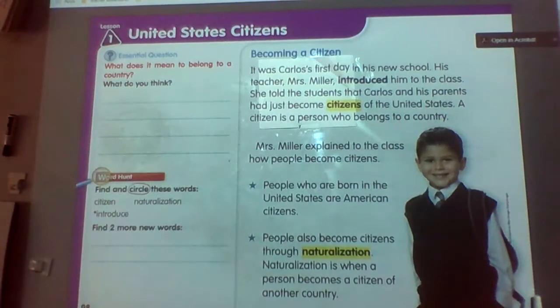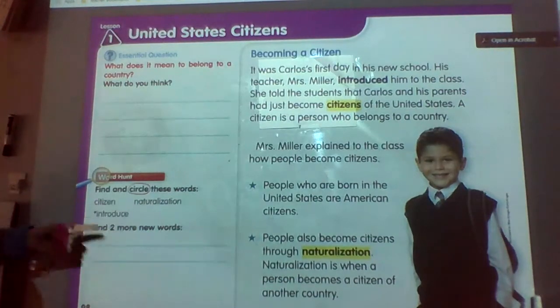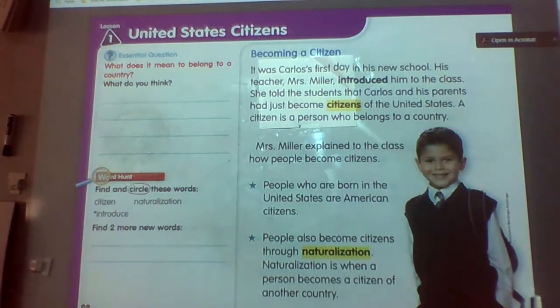Right, here we are in lesson 1 of chapter 4, talking about United States citizens. So what does it mean to belong to a country? What do you think? Write down an answer. What do you think it means to belong to a country? Down here you're going to find some new words: citizen, naturalization, introduce, and there might be a couple new words that you don't know. And if there are, write them down.